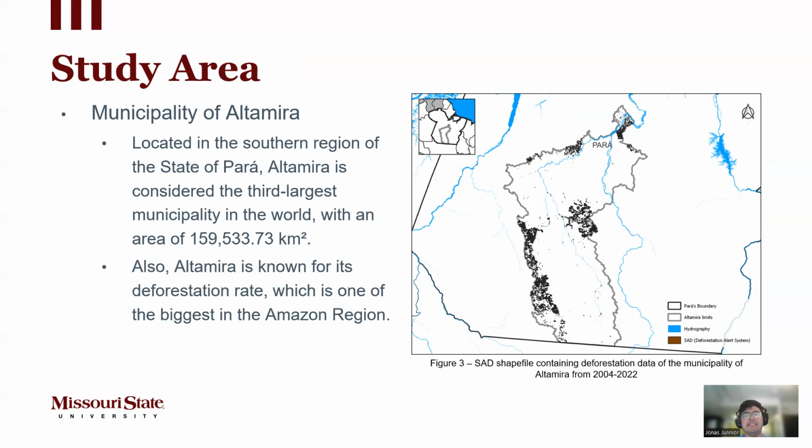According to the SAD information, Altamira is always in the top 10 municipalities of deforestation, mainly in the summertime. This deforestation rate increases.